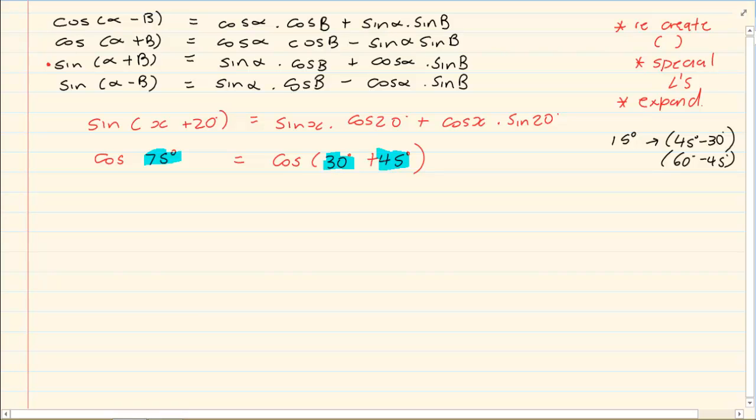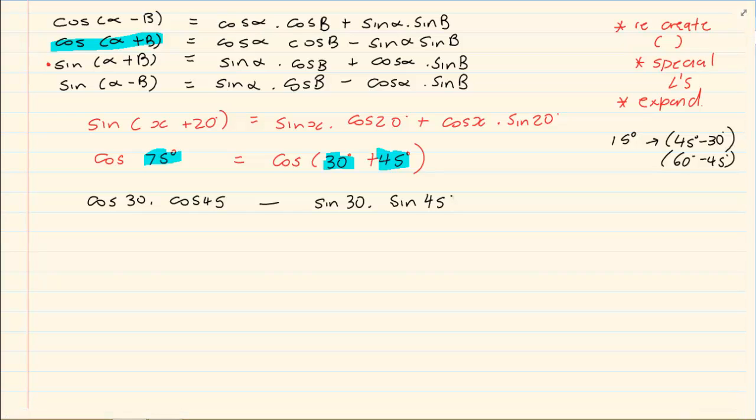We know it's cos(alpha plus beta). So we have cos 30 times cos 45 minus sin 30 times sin 45. From here we go to special angles. We know cos 30 is a special angle. Cos 45.